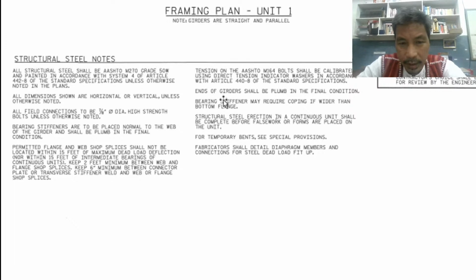Next, number 7, ends of girder shall be plumb in the final condition. This is similar to this one. Ends of girder shall be plumb in the final condition. So we have to make sure that the girder is perfectly vertical.